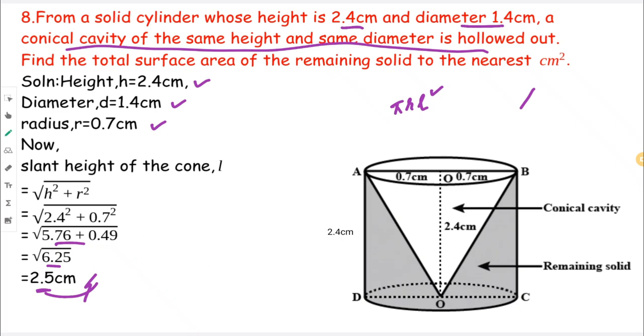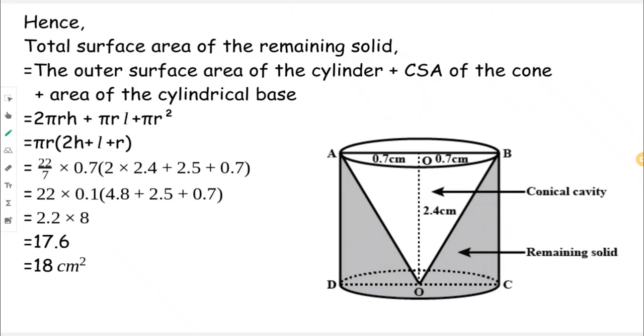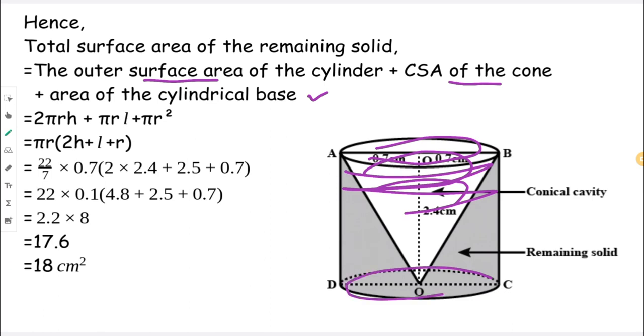Now we have all the information. We just have to put it directly in to find the total surface area. Okay, so once again, remember the outer surface area of the cylinder, this is the outer, right, plus the curved surface area of the cone, because remember I told you that inside here there is a cone. Now I have to know the curved surface area of the cone plus the area of the cylindrical base. Remember, this is still covered. Okay, so we have to find the area of the cylindrical base too. So what is the formula?